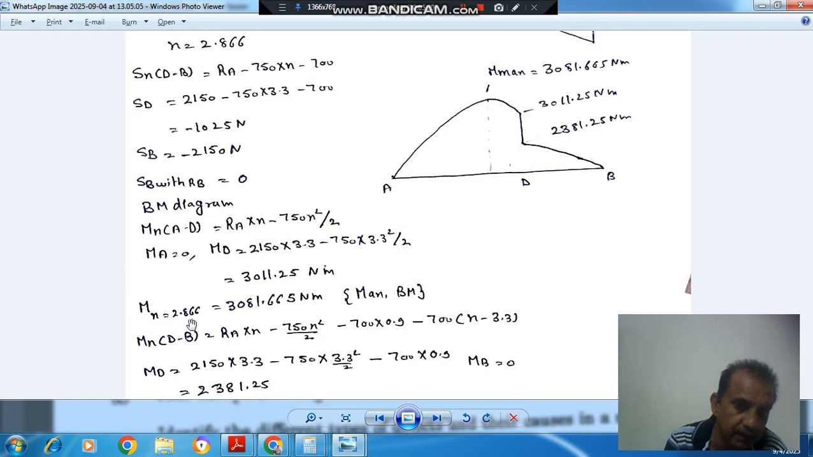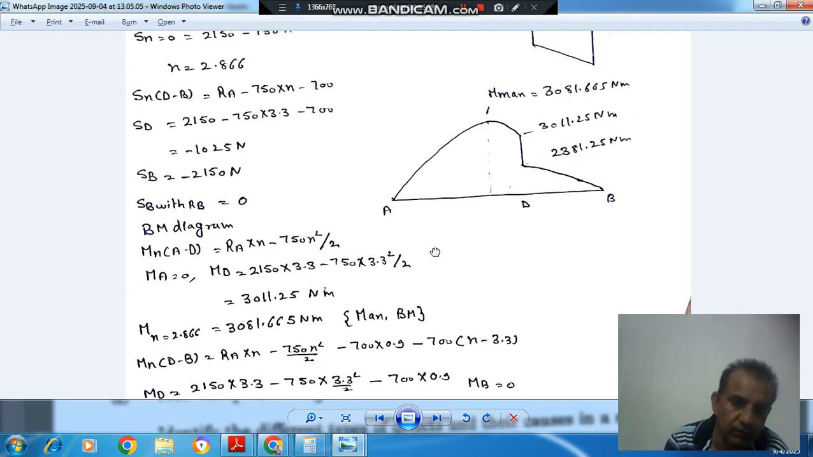So Mx at x equal to 2.866: if we put x equal to 2.866, then we will get the value of Mx as 3081.665 Newton-meter, and this will be the maximum bending moment.